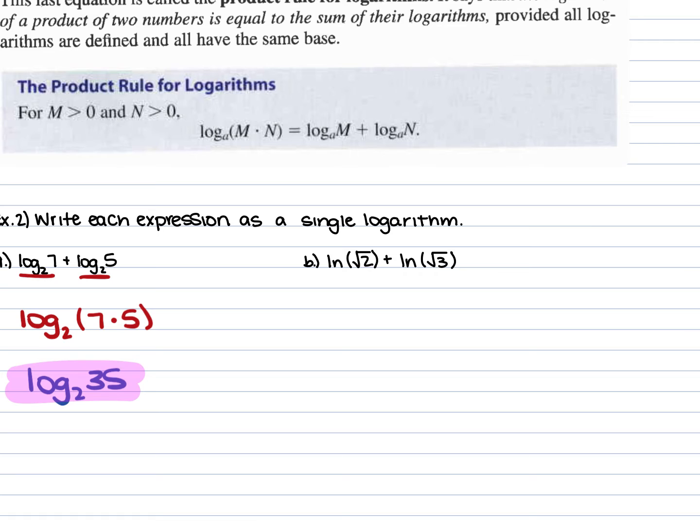For example B, we have natural log square root 2 plus natural log square root 3. This natural log is the same on both sides of that equal sign. So we're going to keep the natural log, and we're going to multiply the square root of 2 times the square root of 3. You have the same index for both of those radicals, so multiply what's underneath them, keep them underneath the radical. So we just have the natural log of the square root of 6.